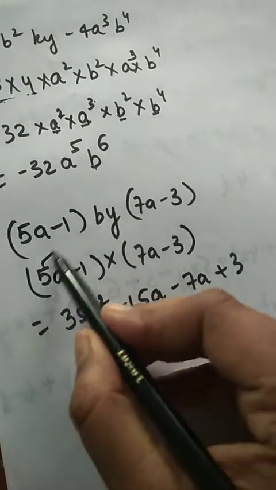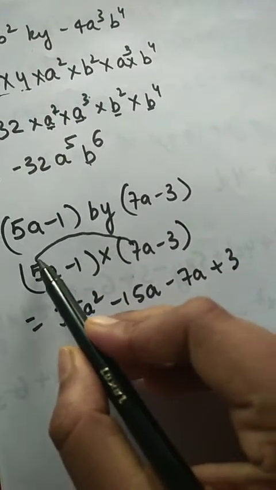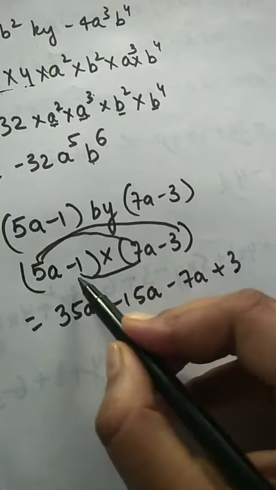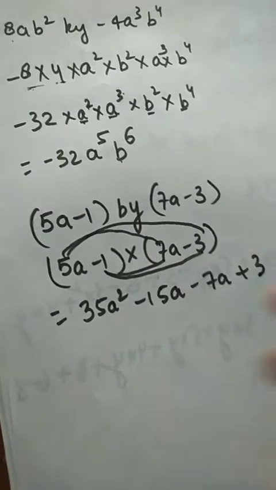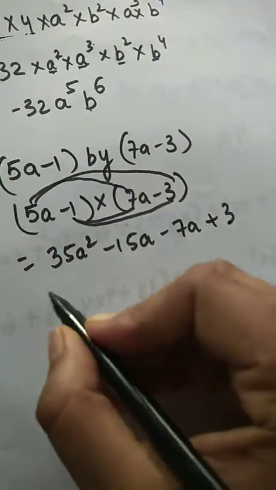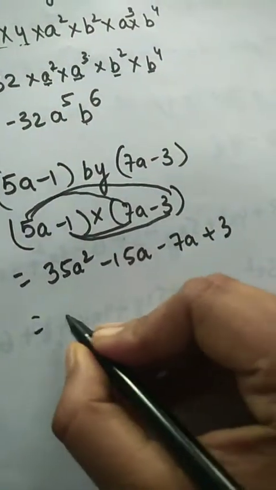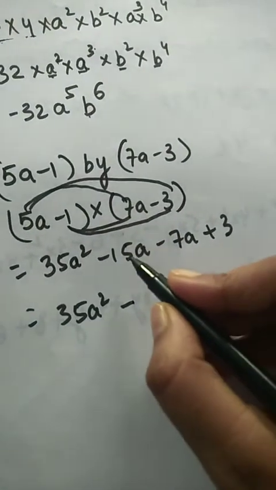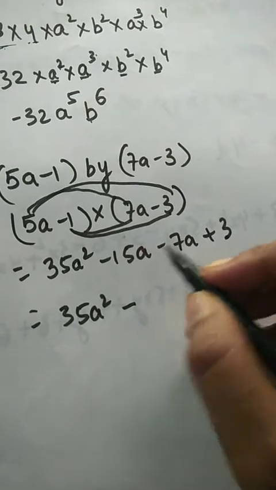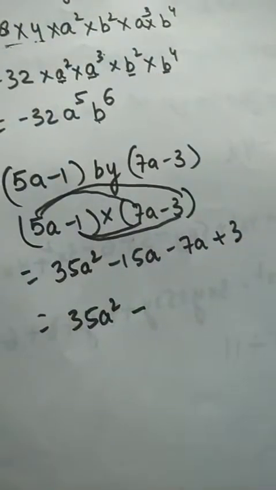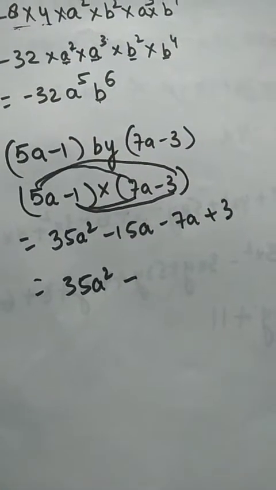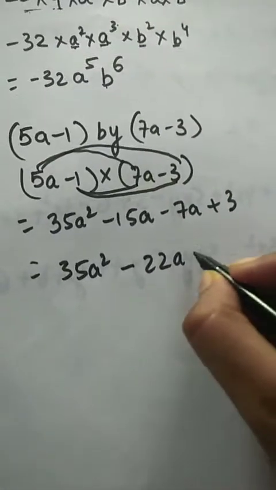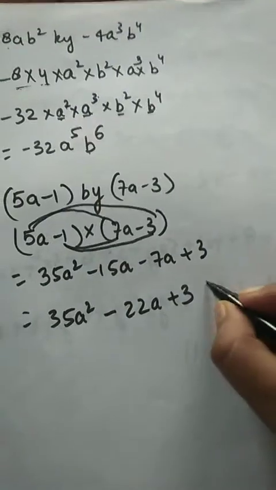What we have done, we have multiplied the first term with the first term and then the first term with the second term, again the second term with the first term and the second term with the second term. So finally we will get 35a square minus 15 and 7, we will get 22a plus 3. So this is our final answer.